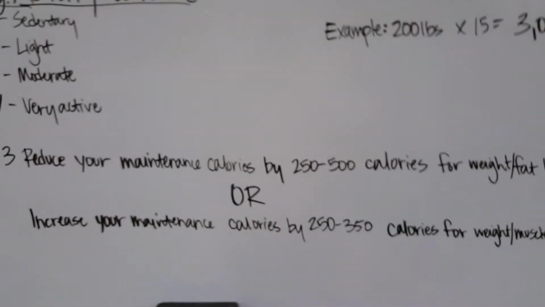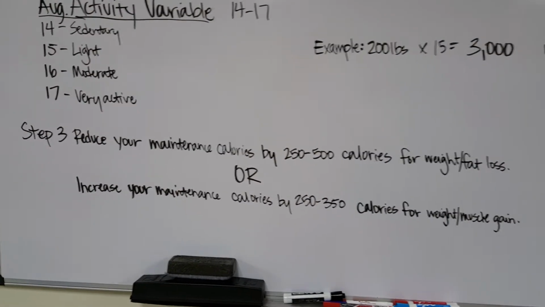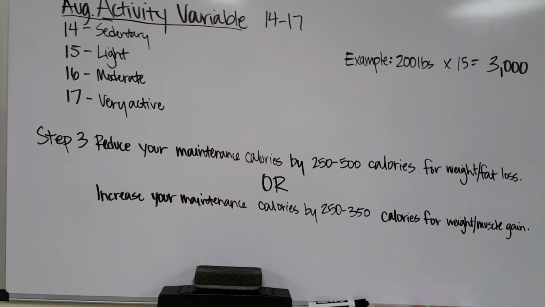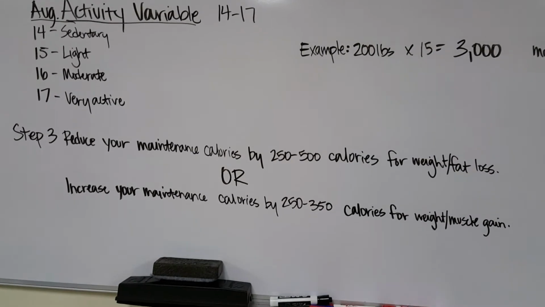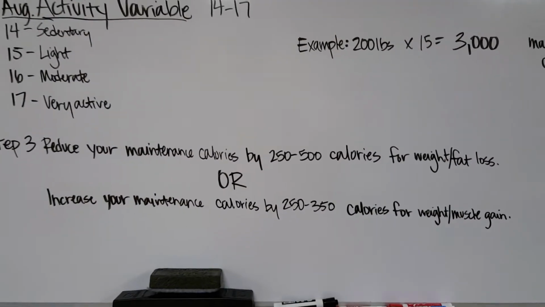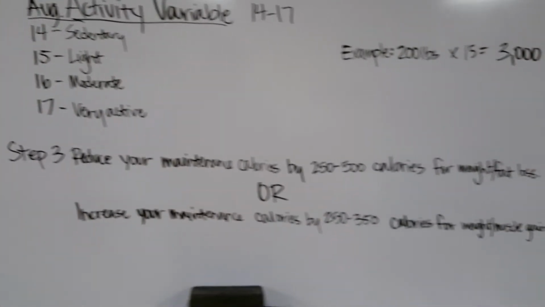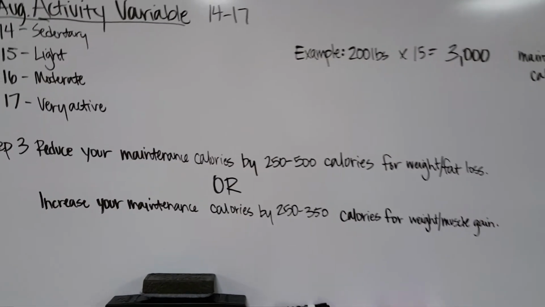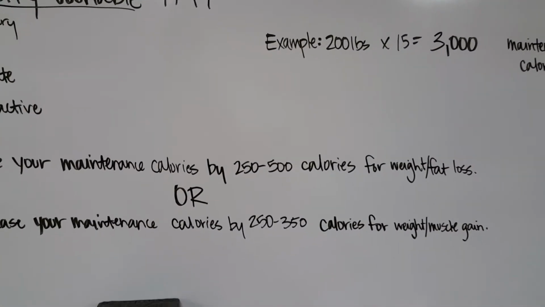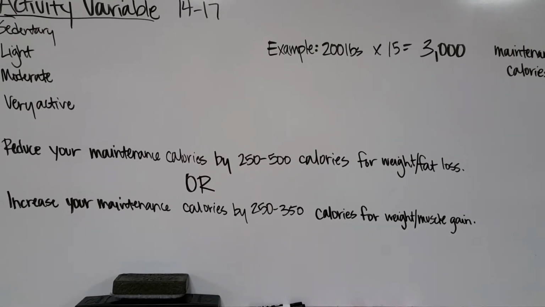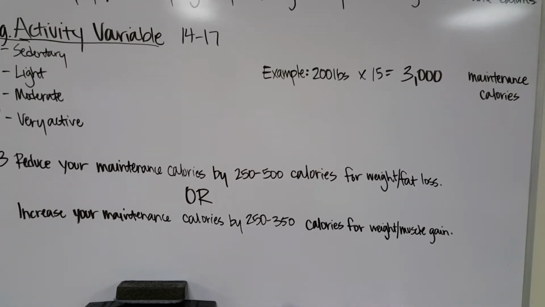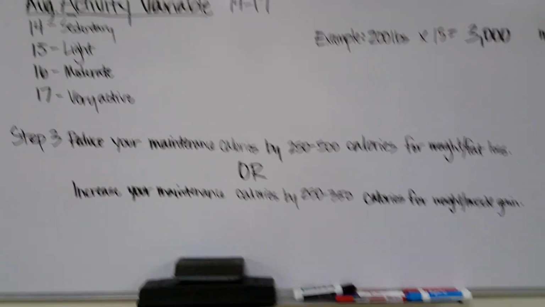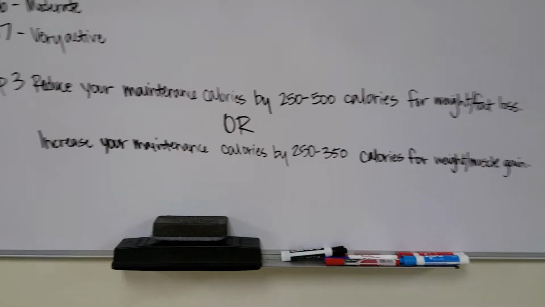Step number 3, in order to reduce your maintenance calories, to lose weight or to gain weight, you're going to have to take away some calories. You have to add some calories. So if your goal is weight loss or fat loss, you reduce your maintenance calories by 250 calories to 500 calories for weight and fat loss. Now, why is that? Well, in order to do that, you need to be in a deficit to lose weight. So if you take in 500 fewer calories, you're going to lose about 1 pound a week. Okay?